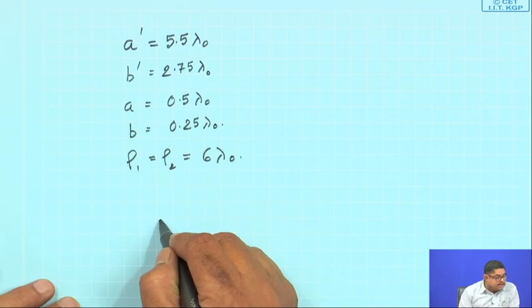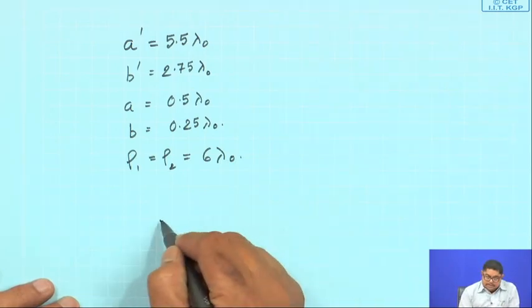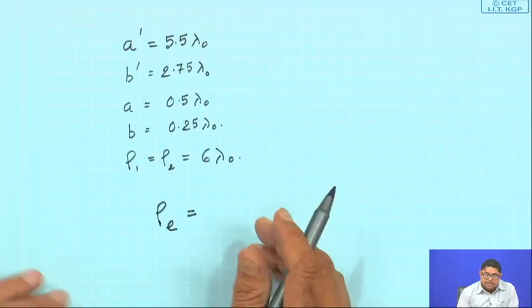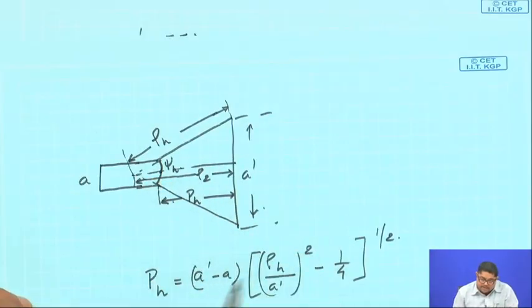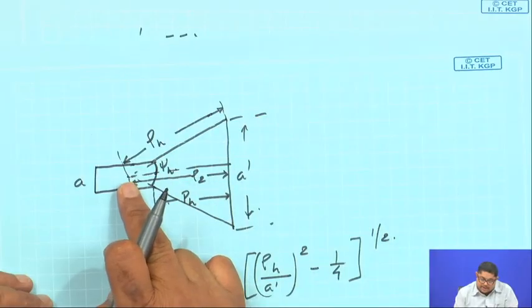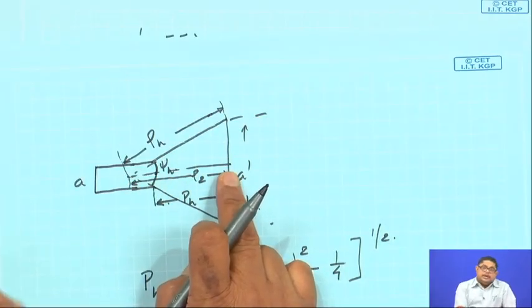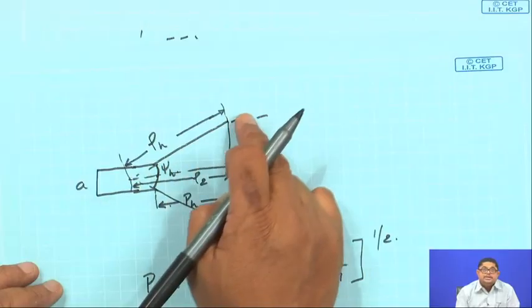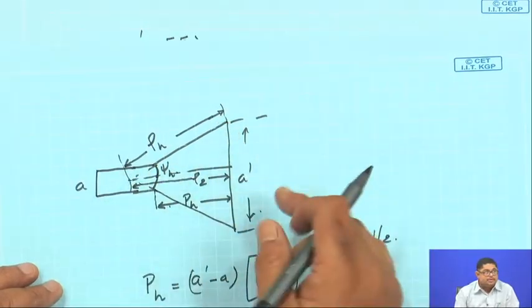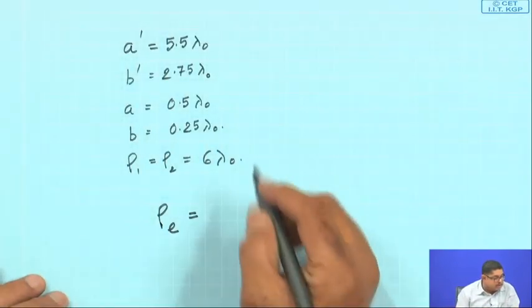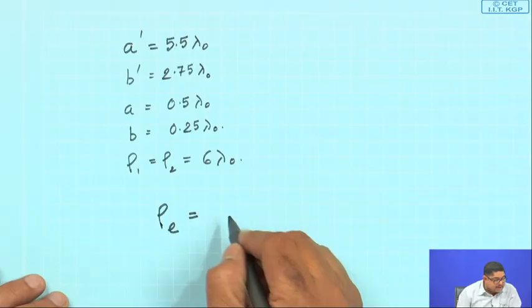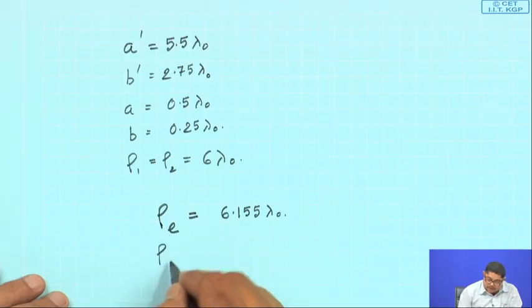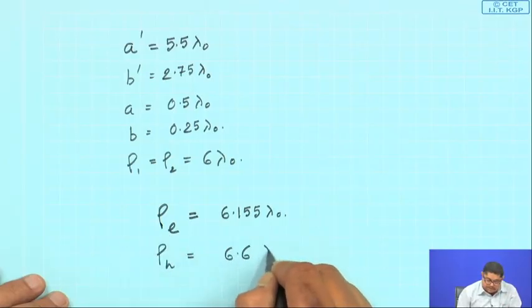So, what is the first part? You can directly put the formulas, but it is better that you find out rho E and rho H first, because from the geometry it is easy to understand. Since rho 1 and rho 2 are given, which will not always be given, rho H is the hypotenuse of this right angle triangle. From that I can easily find rho E and rho H. So, rho E will be 6.1155 lambda naught, and similarly rho H will be 6.6 lambda naught.